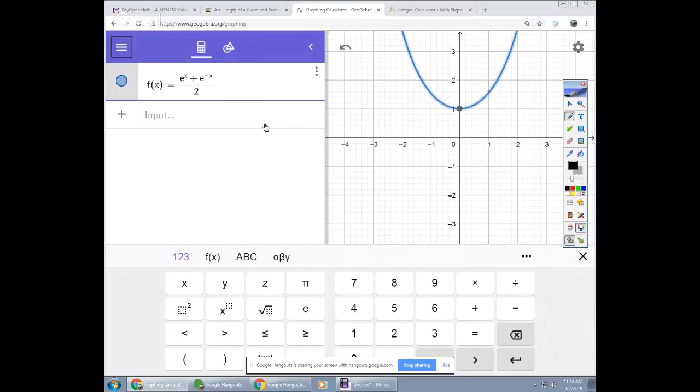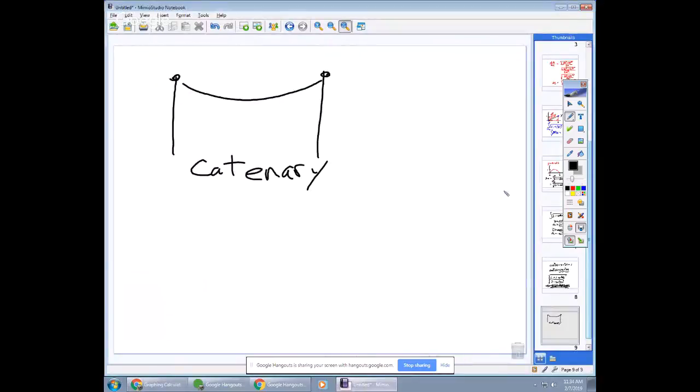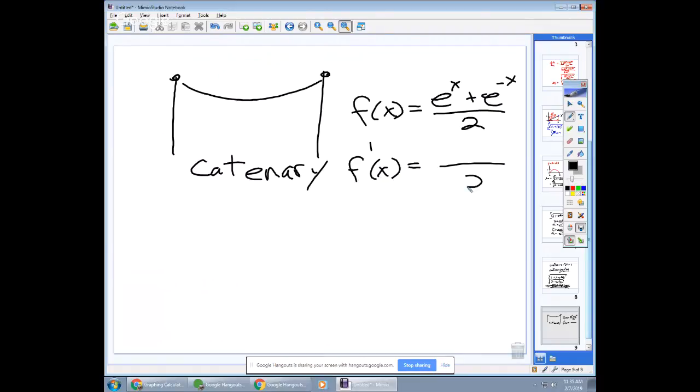Okay, so we're going to try playing with a hyperbolic cosine, which is that function right there. We're going to use just a real simple one. We're going to let f of x equal e to the x plus e to the negative x, over 2. So we need to know f prime of x. Dividing by 2, that's just a constant. It hangs on. So I just need the numerator.